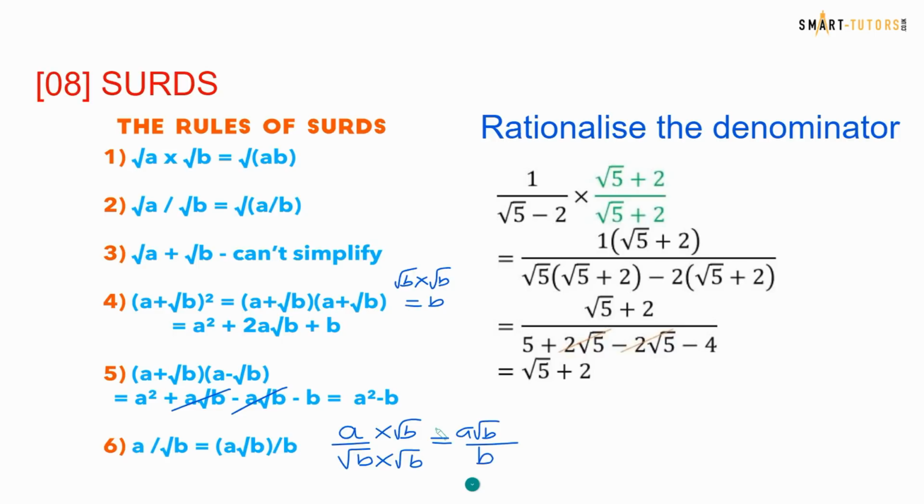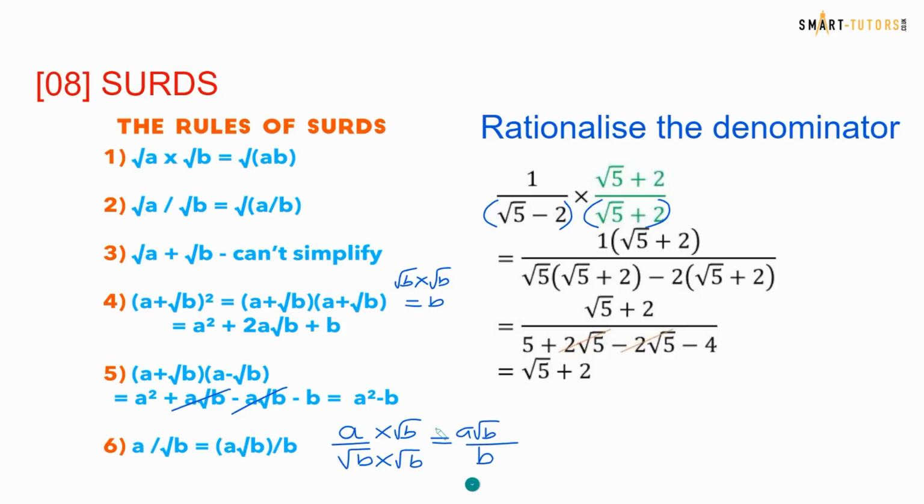Here I have done a question, rationalize the denominator. Probably you may come across this one on a non-calculator paper. 1 over root 5 minus 2. So for root 5 minus 2, you need to multiply by root 5 plus 2. If it is minus, you need to multiply top and bottom by plus. If it is plus, you need to multiply both by minus.